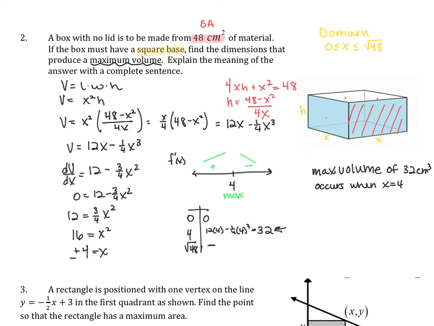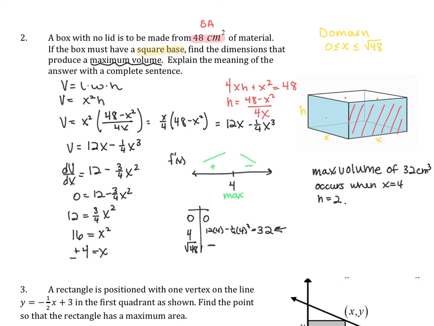So if we substitute in 4 and do 48 minus 16 divided by 16, that would be 2, when x equals 4 and h equals 2. Okay, that would be a box with no lid that would have a max volume.